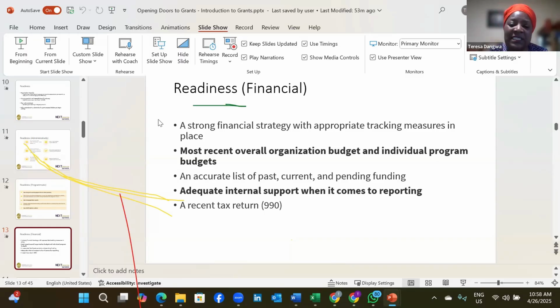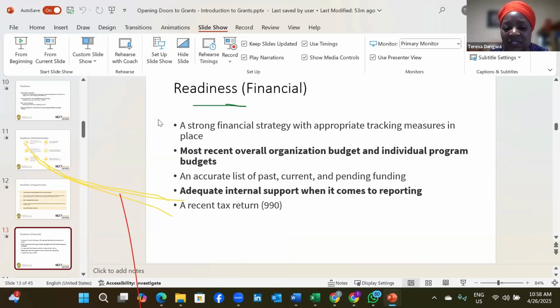Do you have adequate internal support when it comes to reporting? Who is doing your reporting for you? Who is putting the reporting together? Who is working with the children, working with people directly, and what are they doing with the data that they are collecting? Are they the ones that are going to write the report, or is the report going to be written by somebody else? And how is that information being transferred to that somebody else?